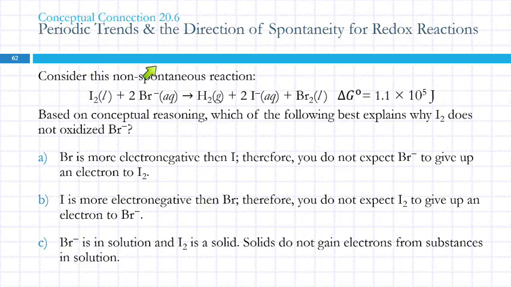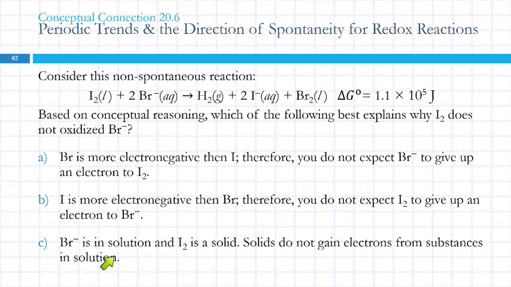I2 in this reaction would be reduced to I minus. Br minus would be oxidized to Br2. Delta G here tells us that's not going to happen spontaneously, and we're supposed to figure out why. So we've got Br is more electronegative, so we don't expect Br minus to give up an electron. We've got I is more electronegative, so we don't expect I2 to give up an electron.